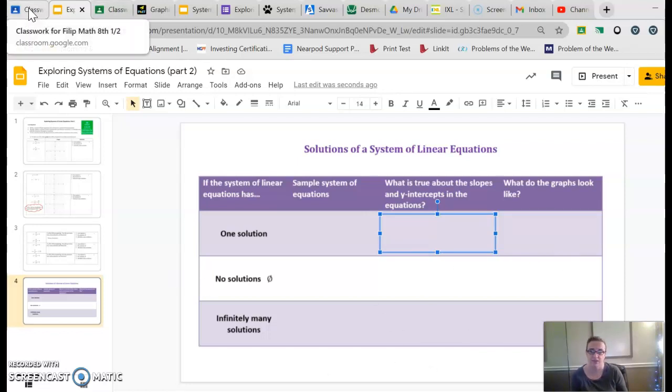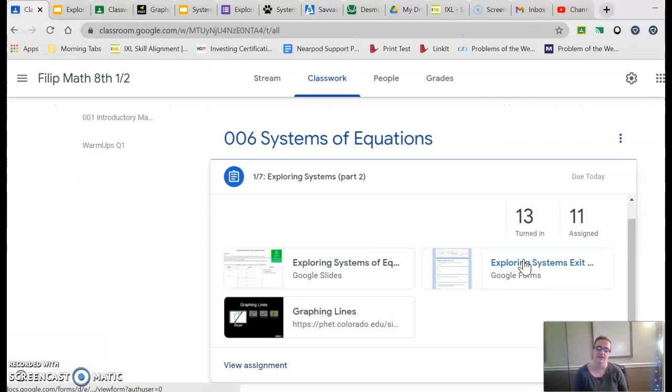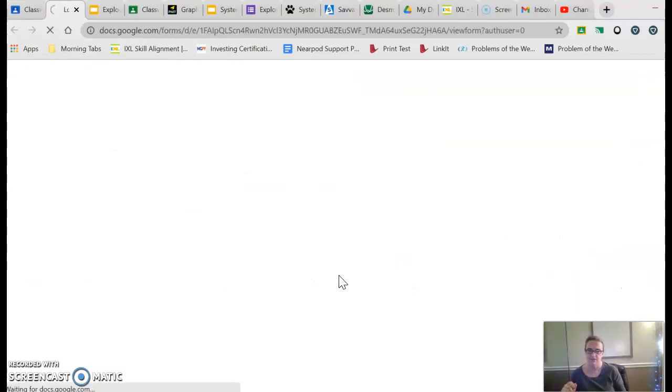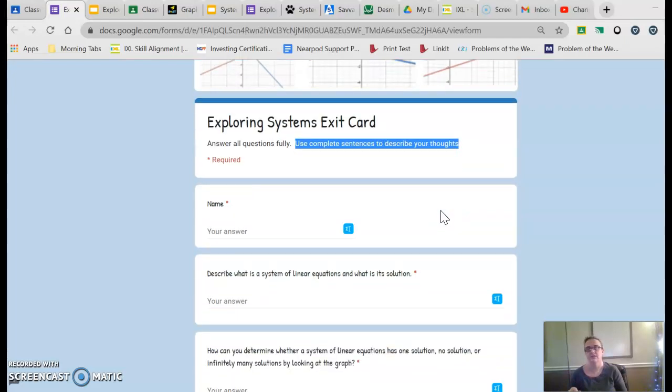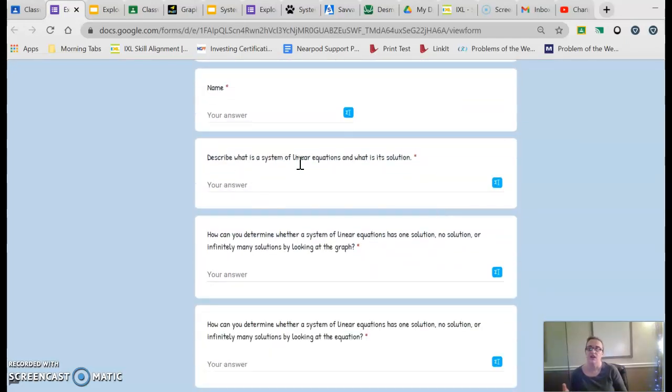When you're done with that, there is an exit ticket, just summarizing this whole activity we did. It asks some of the same questions, but just take a minute to fill this out. Use complete sentences to describe your thoughts, please. Okay? So the first question, describe what a system of linear equations is and what is its solution. A system of linear equations is, the solution to a system of linear equations is, just fill that out. How can you determine whether a system of linear equations has one solution, no solutions, or infinitely many? By looking at the graph.